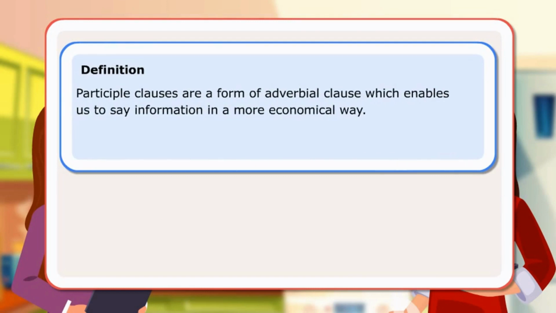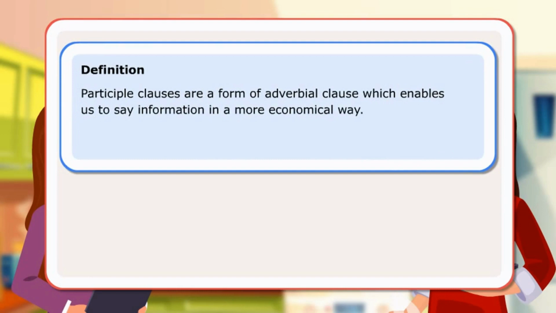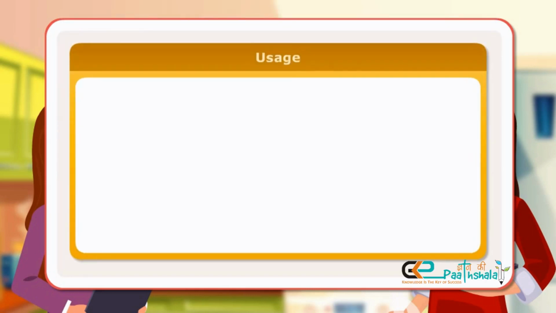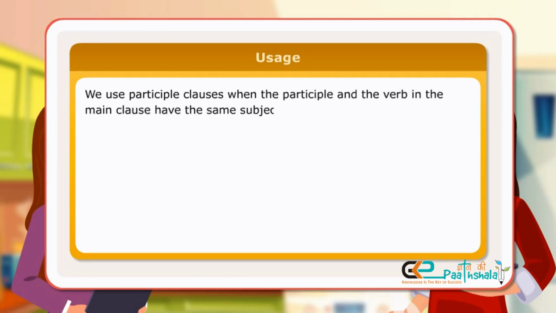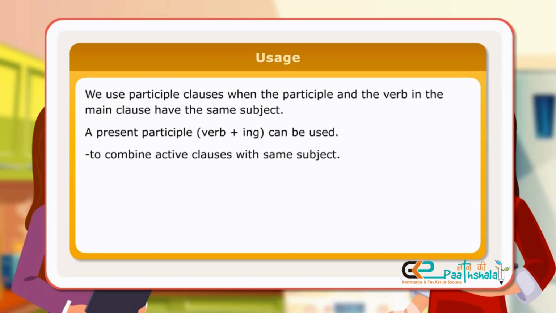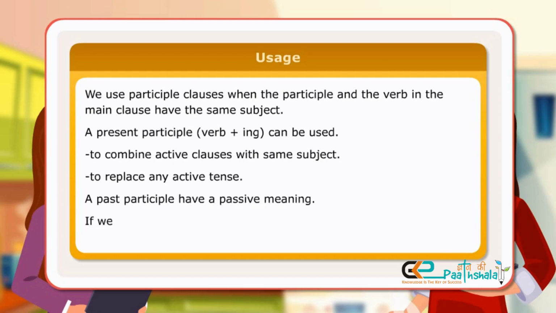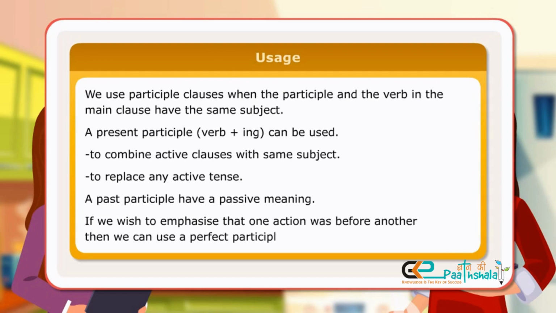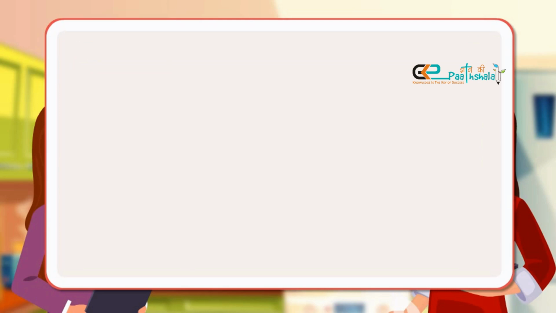Definition: participle clauses are a form of adverbial clause which enables us to say information in a more economical way. Usage: we use participle clauses when the participle and the verb in the main clause have the same subject. A present participle, verb plus ing, can be used to combine active clauses with the same subject, to replace any active tense. A past participle has a passive meaning. If we wish to emphasize that one action was before another, then we can use a perfect participle, having plus past participle. Let us look at some example sentences.